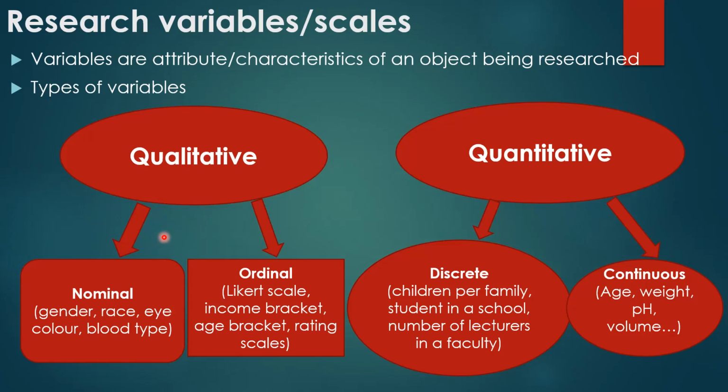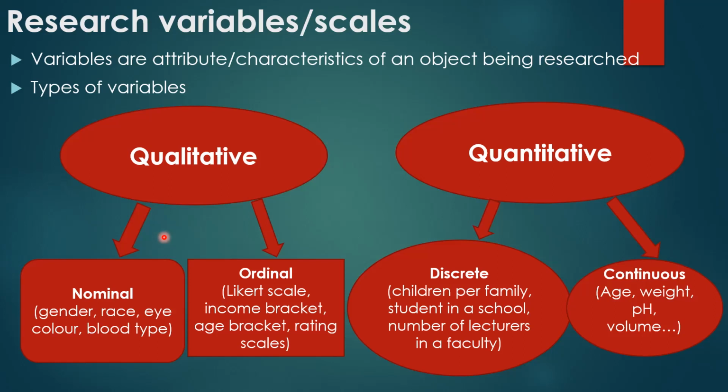So it's just that those are just names, so hence nominal. The same thing with race, there's no increasing order of magnitude from one race to another. But for the Likert scale, there's an increasing order of magnitude: I like, do not like, like very much. So there's an increasing order of magnitude. So I hope now you know the difference between the nominal scale and the ordinal scale.